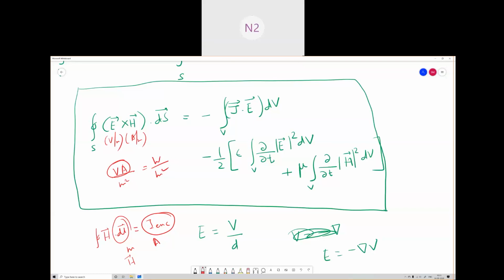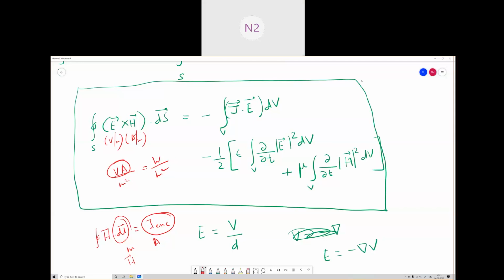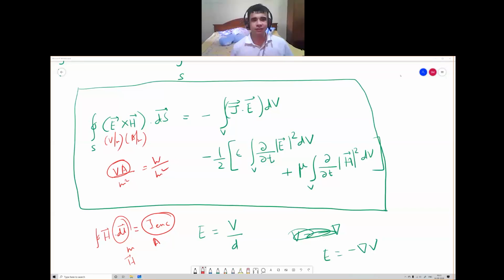If I do the surface integral of watts per meter square, what am I going to get? The unit of the entire left hand side is watts. And watts are the units of what? Power. So what does this entire thing represent? The power of the wave.